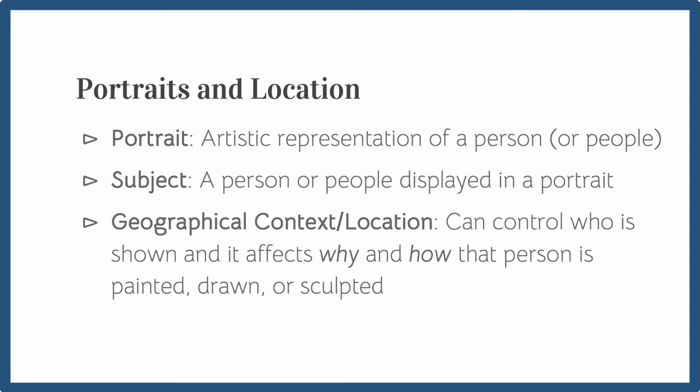Geographical context or location is also an important part of a portrait. Location can control who or what is shown in an artwork, and it also affects why and how that person is painted, drawn, or sculpted. For example, an artist might include objects or clothing that represent someone's geographical background in a portrait to show where they were born, where they traveled, or where they lived. Because location is important in understanding portraits, we'll be using historical maps from the Mercantile Library in our analysis. Let's learn more about maps before looking at portraits.